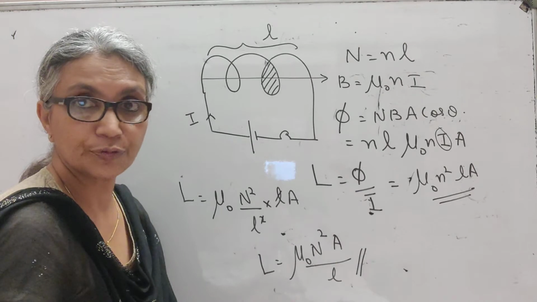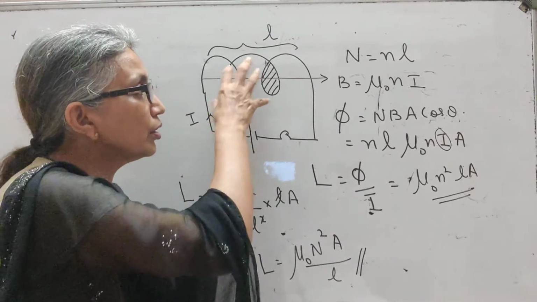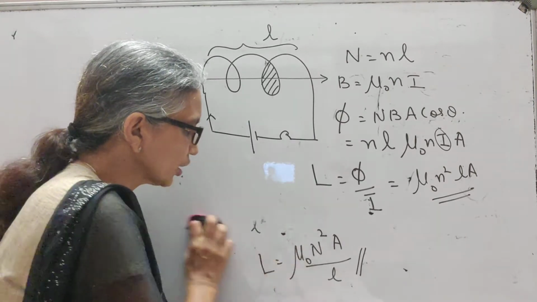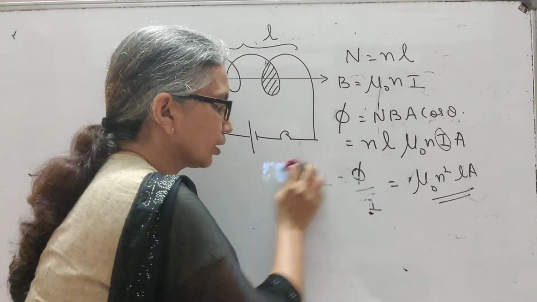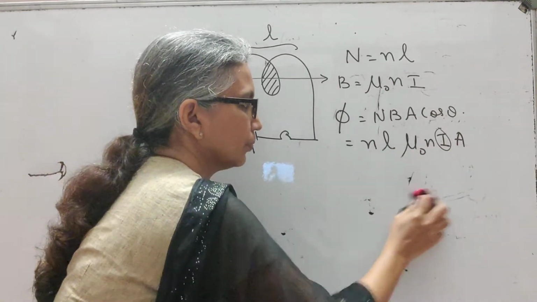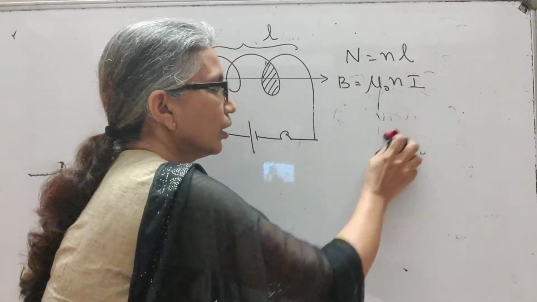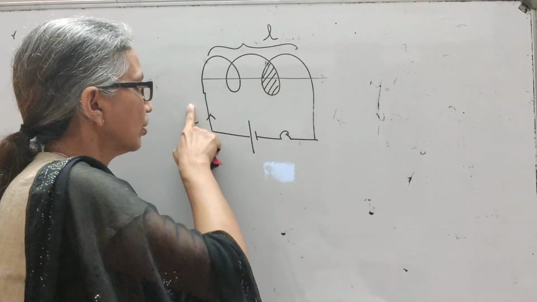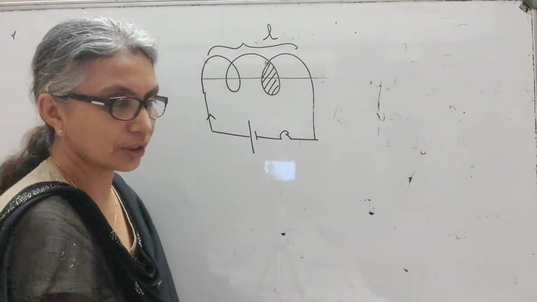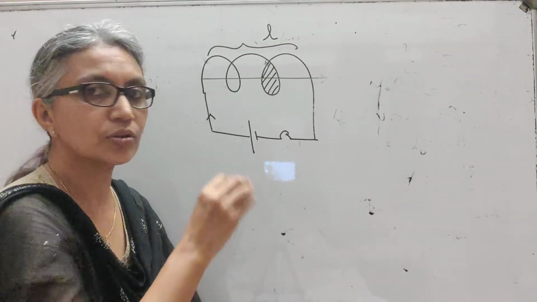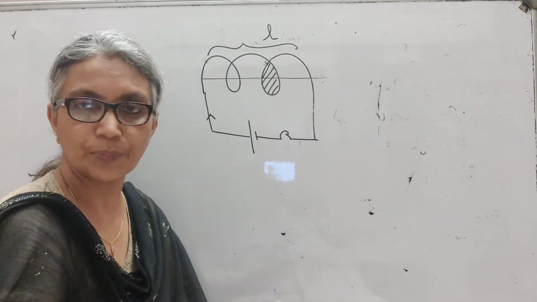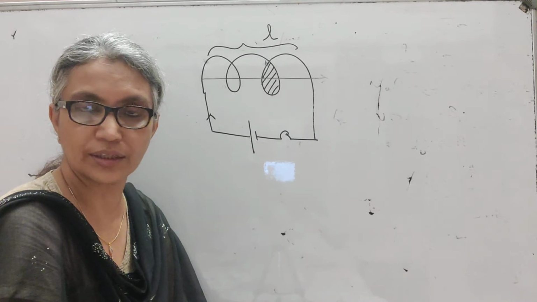Our next topic is to find out the energy that is stored in this inductor. An expression for energy stored in the inductor. Now, why is energy stored in an inductor? Why should energy be stored in an inductor? Because I told you the induced EMF always tries to oppose the growth or decay of current in the coil.